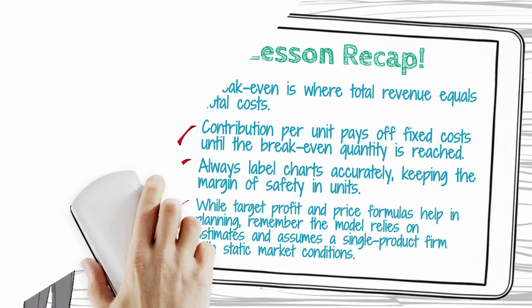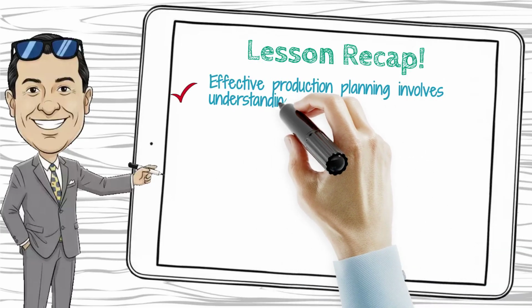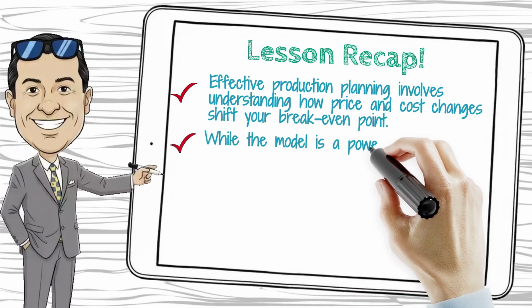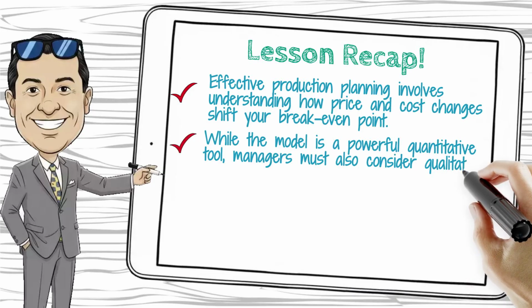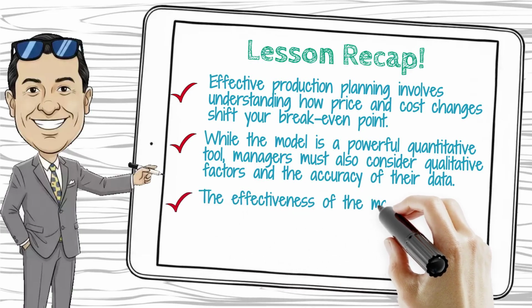Final recap: effective production planning involves understanding how price and cost changes shift your break-even point. While the model is a powerful quantitative tool, managers must also consider qualitative factors and the accuracy of their data. The effectiveness of the model depends on these forecasts, which limit the usefulness of predictions in a changing environment.